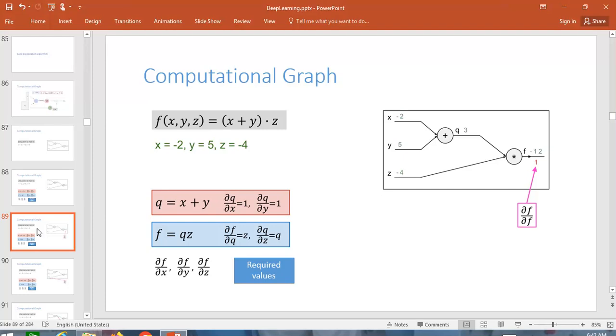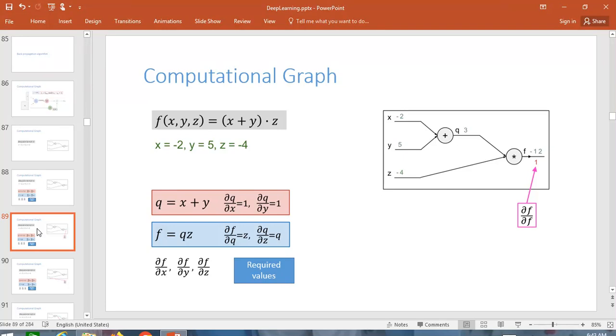The goal is to calculate the differential of function f with respect to y, x, and z. We proceed in the reverse of the topological order. The first task is to start from the end of the graph and propagate the gradient along the graph. First, we calculate the differential of f with respect to itself, which is 1, because the differential of anything with respect to itself is 1. So in the backward stage, we always start from 1.